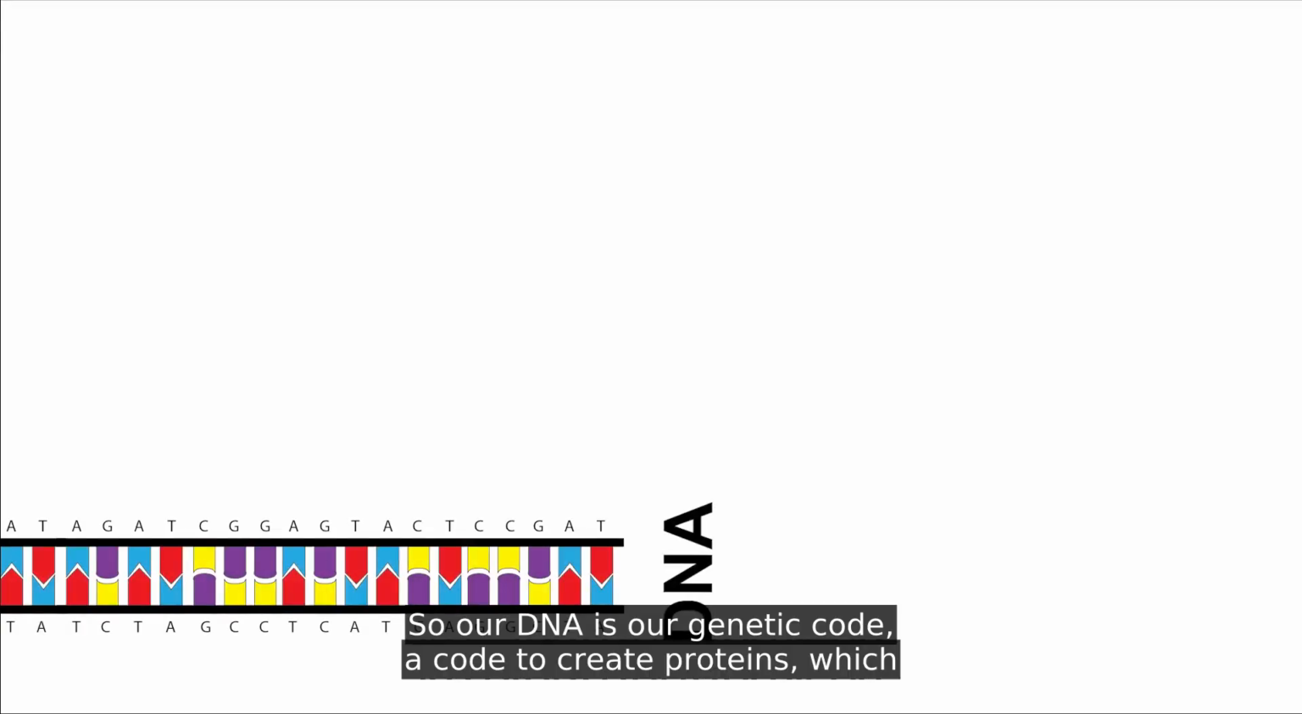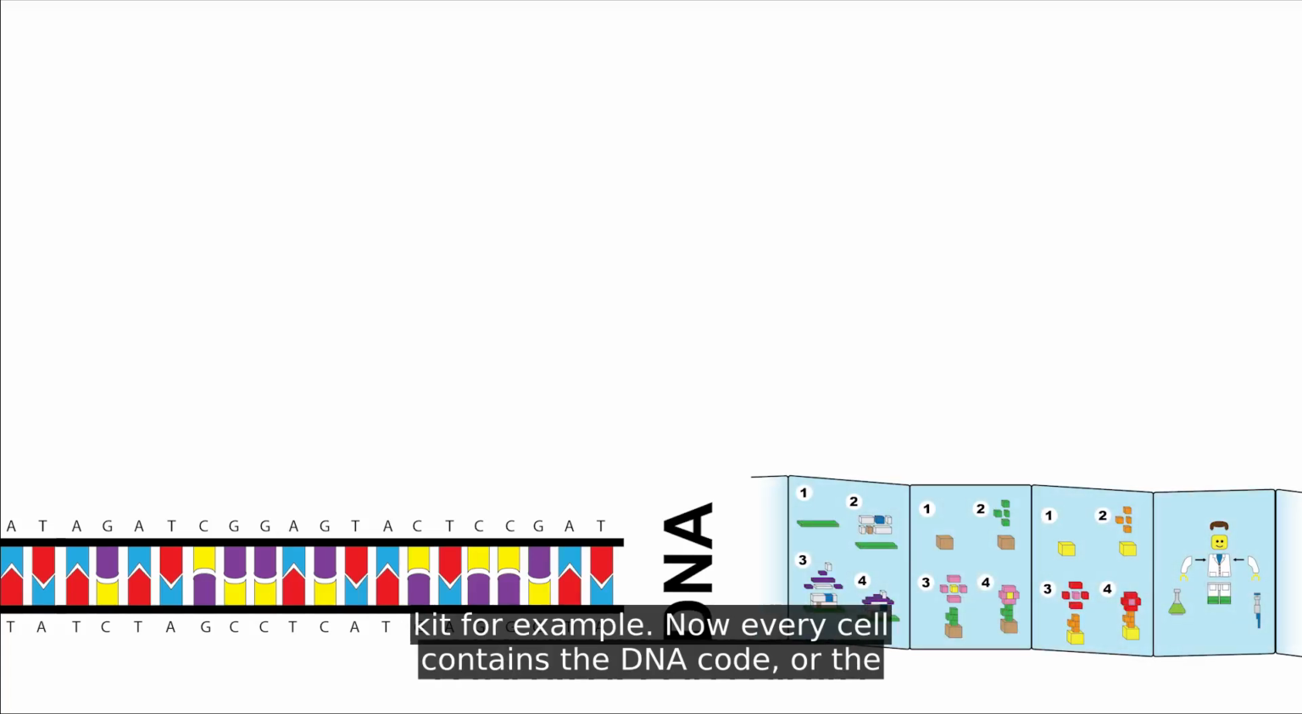So our DNA is our genetic code, a code to create proteins, which you can sort of view like the instructions to create a Lego kit, for example. Now, every cell contains the DNA code, or the instructions, to create all proteins that we as humans can make. However, a cell doesn't need to create all proteins. Actually, every cell produces a different set of proteins.